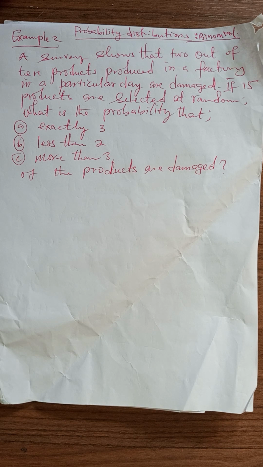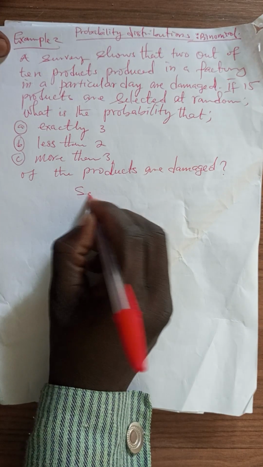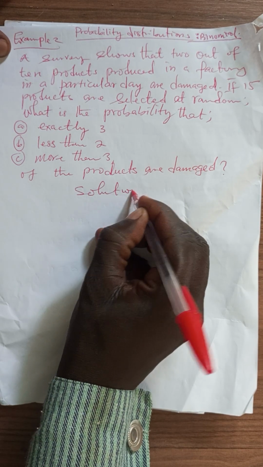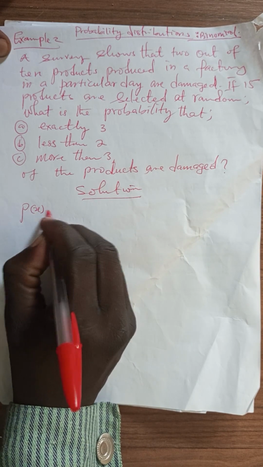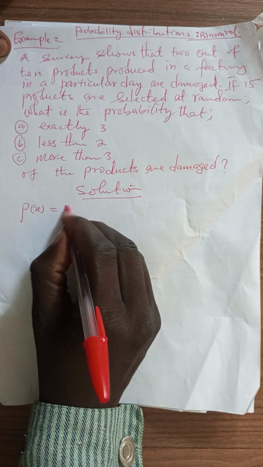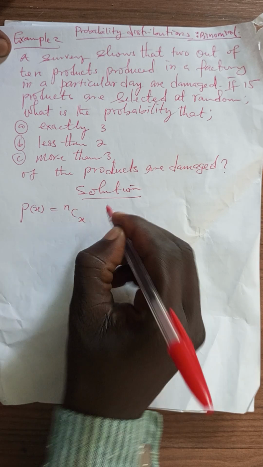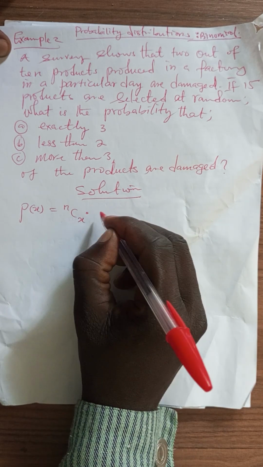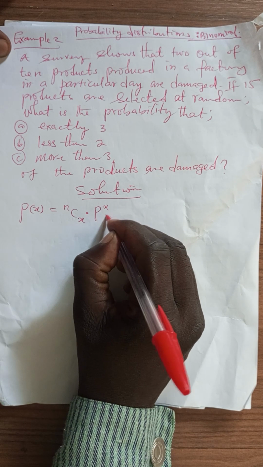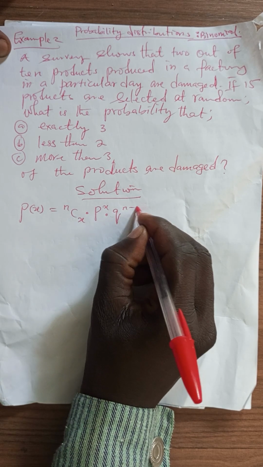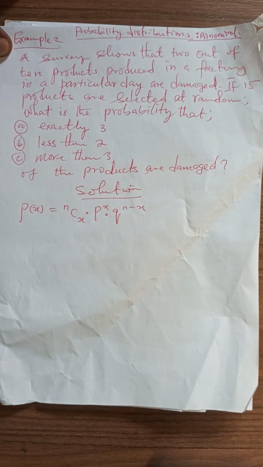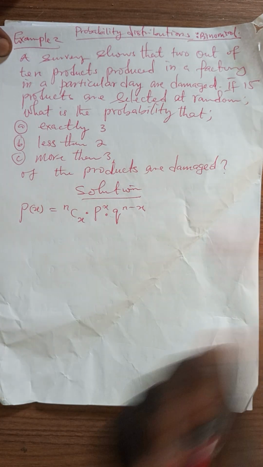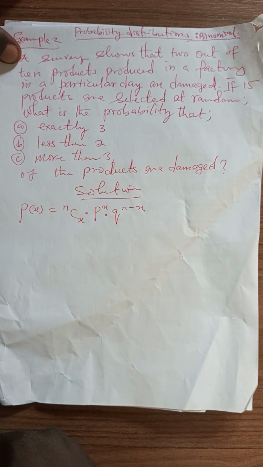Now, we look at our formula. Already, we have a formula. To solve this, we always have to think of our formula: the probability of x is always equal to n combination x times p raised to the power of x times q raised to the power of n minus x. Now, what is n? What is x? What is q? What is p?